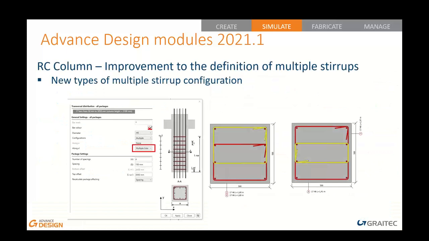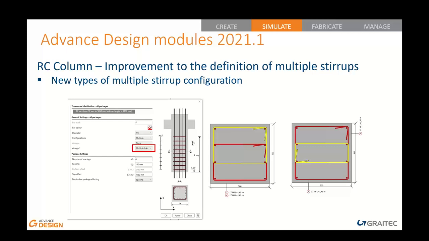The next improvement is related to columns, concrete columns. The mechanism for configuring transversal bars in columns is improved. Now we can easily set different types of multiple stirrup configurations separately for both directions. For example, as you can see in the two pictures on the right, you can select one of two possible configurations of multiple links: either two equal, or one big and one smaller inside.